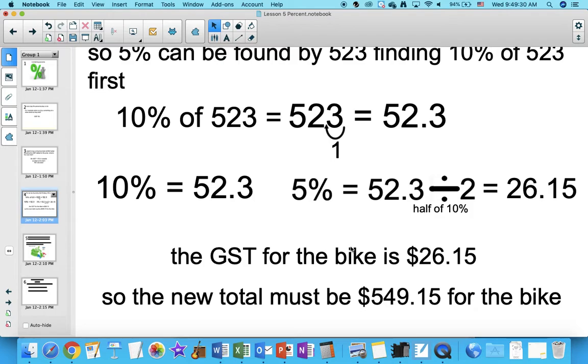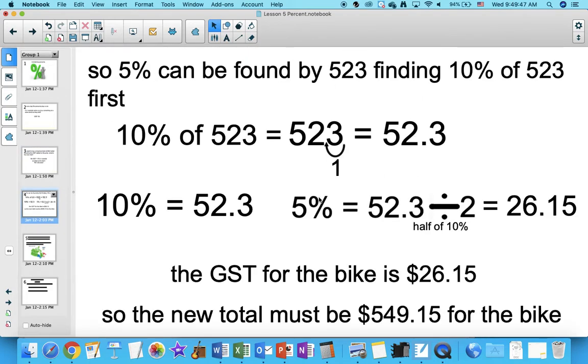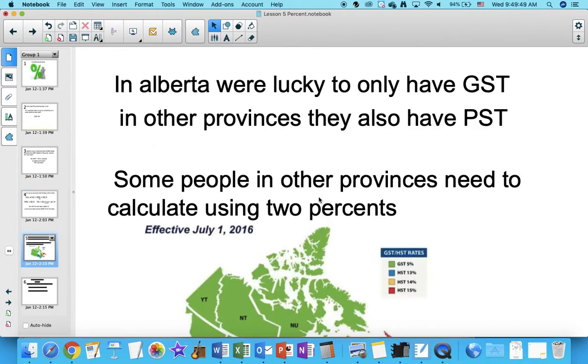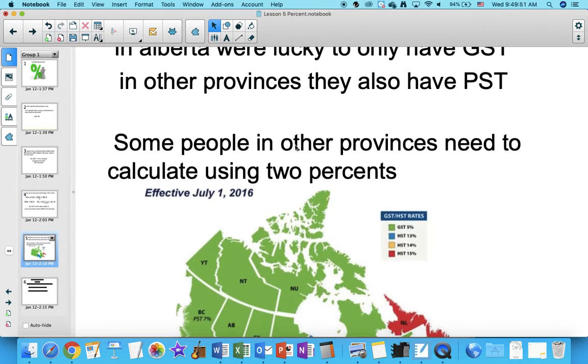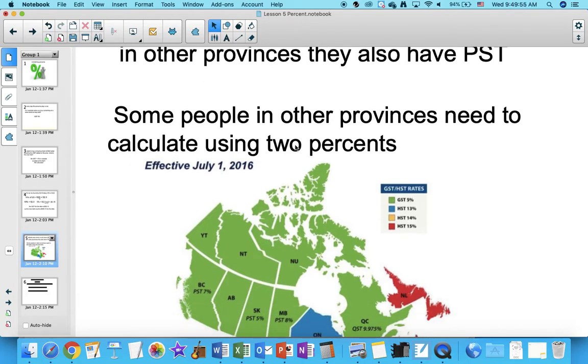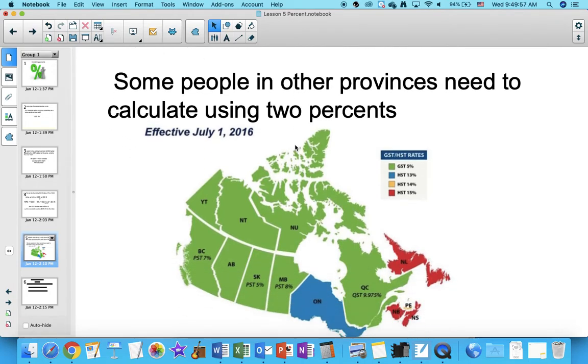So a lot of times businesses will try and make things look cheaper by excluding GST, by excluding taxes. And by knowing how to calculate percentages in your head, just by finding 10% and then cutting it in half for the 5, you can find out how much extra they're going to charge you. So in Alberta, we're lucky to only have GST. In other provinces, they also have PST. Some people in other provinces need to calculate 2 different percentages.